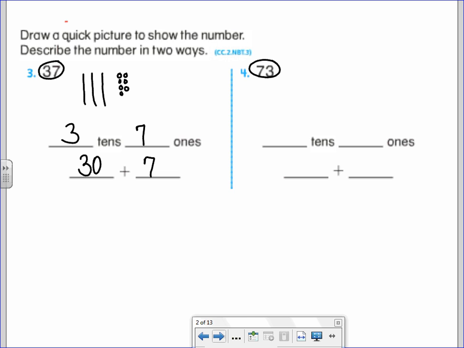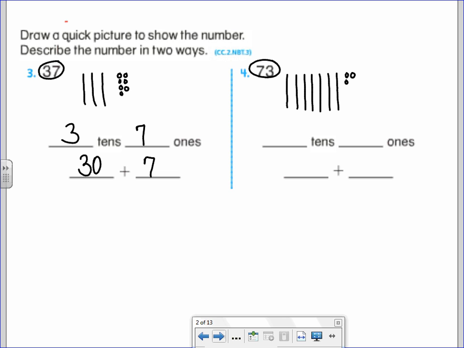And now 73. How many tens are in the number 73 for me to draw a quick picture? How many sticks should I make? Daniela? 7 sticks. How many circles or dots should I make to represent the ones in the number 73? Connor? Right.